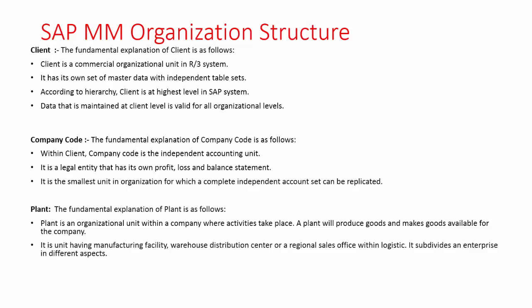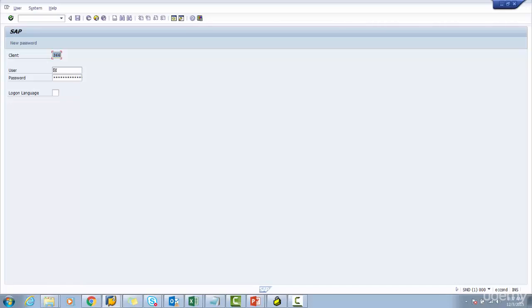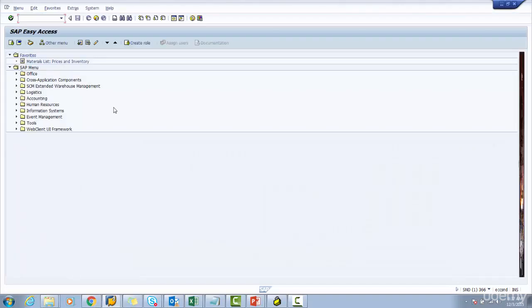According to hierarchy, the client is at the highest level in the SAP system. Data that is maintained at client level is valid for all organizational levels. So basically the client in SAP is a 3-digit number which is at the highest level. So in client only we have to log in to the SAP system. So only after entering the client can you log in to the SAP system.